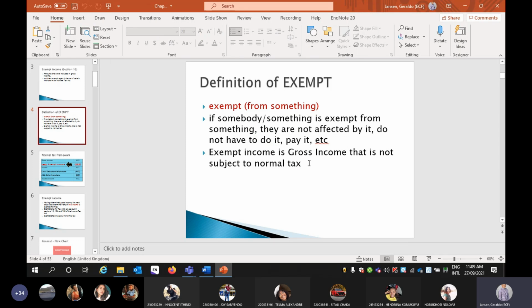So they are not affected by it, and they don't have to do anything. If there's something that people still need to do today, in order for me to mark the test, then it means they are not exempted from that. But the people who submitted, they are people who are exempted from something. They are not affected by it, and they don't have to do it.